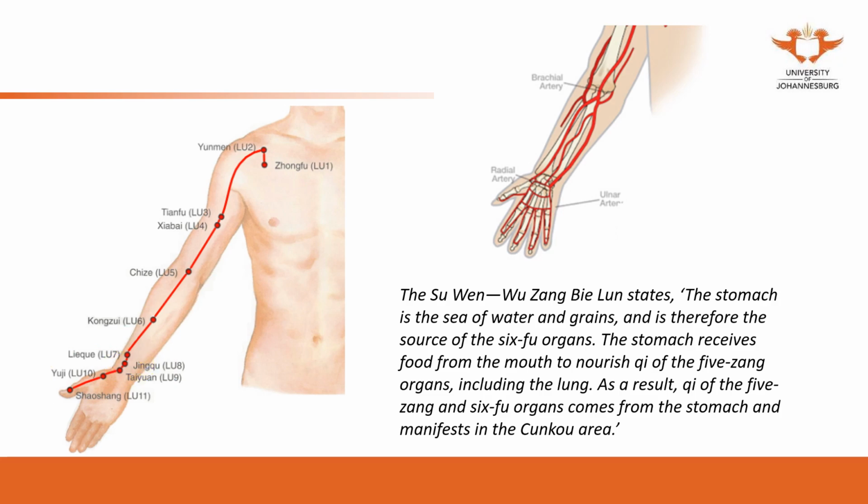And 黄帝内经 Su described that the stomach is the sea of water and grain. That's where the food comes from. And the source of the 6 food organs is the food. They receive the food and nourish the qi of the 脏 organs, including the lung. The qi of the 5 zang and 6 fu organs comes from the stomach and manifests in the 寸口 area. And the 寸口 area is also the yuan source point of the lung meridian, so it can reflect the function of the lung.